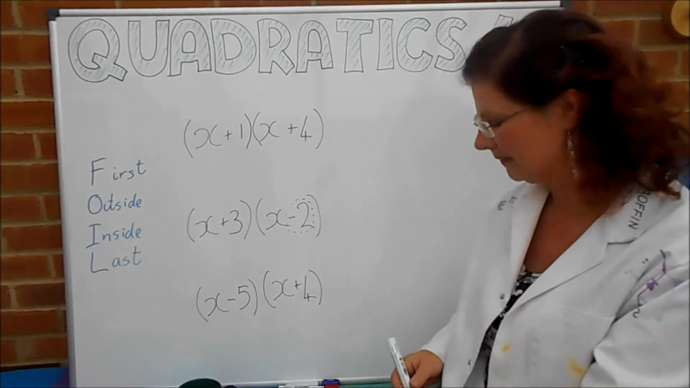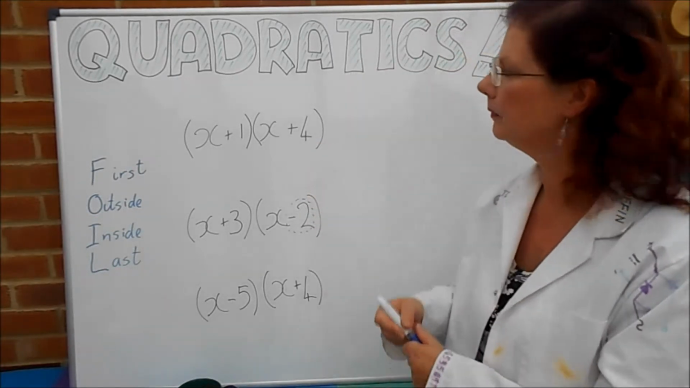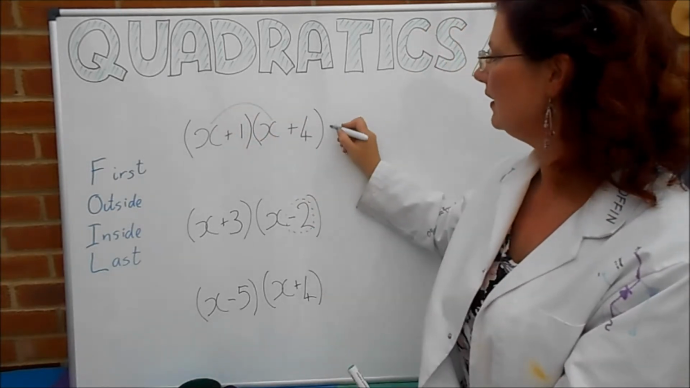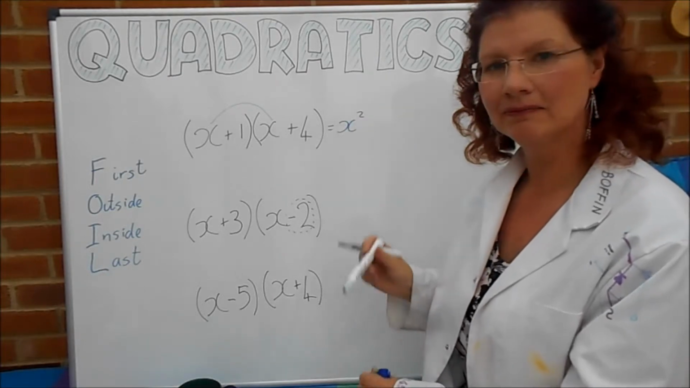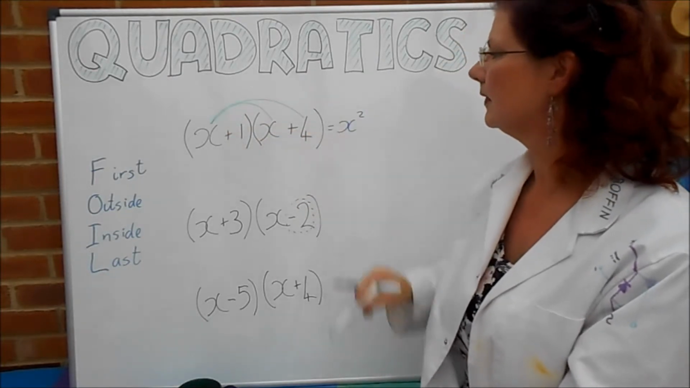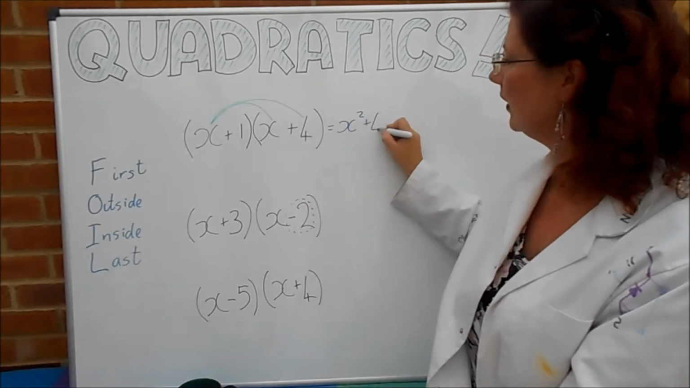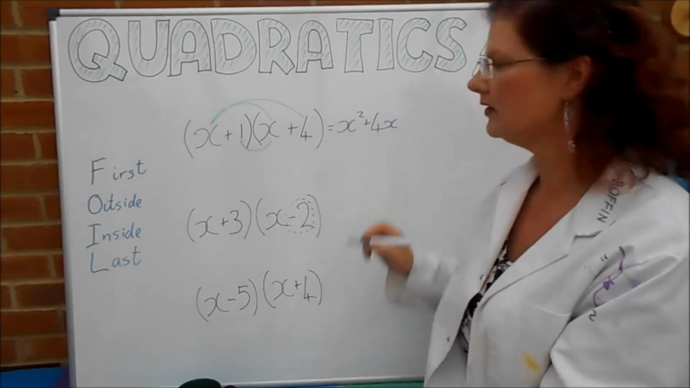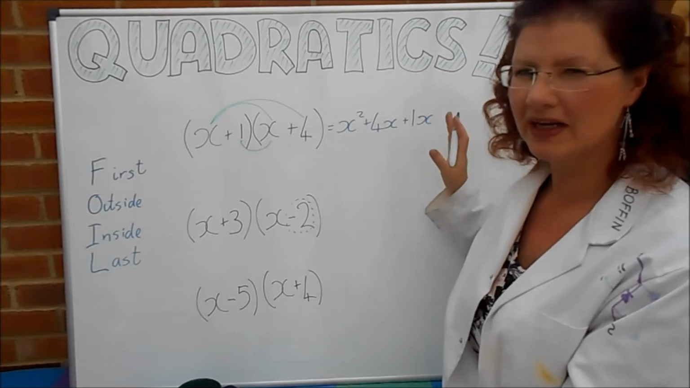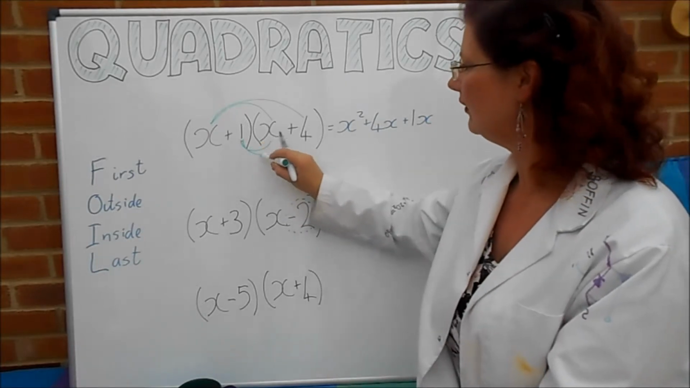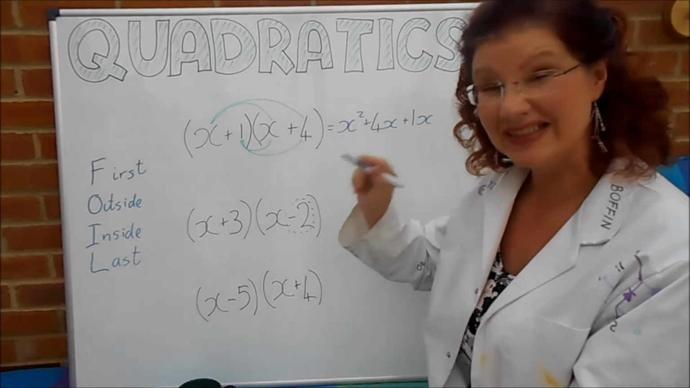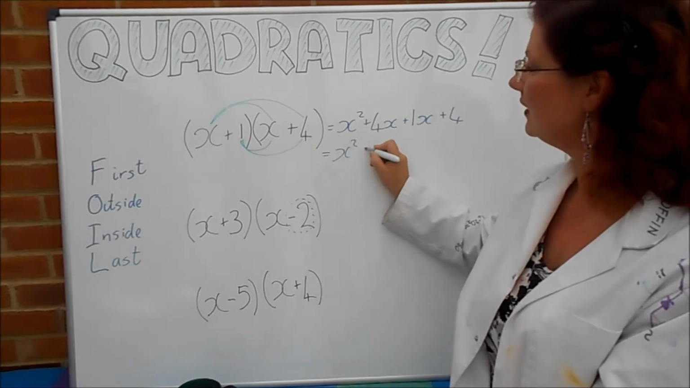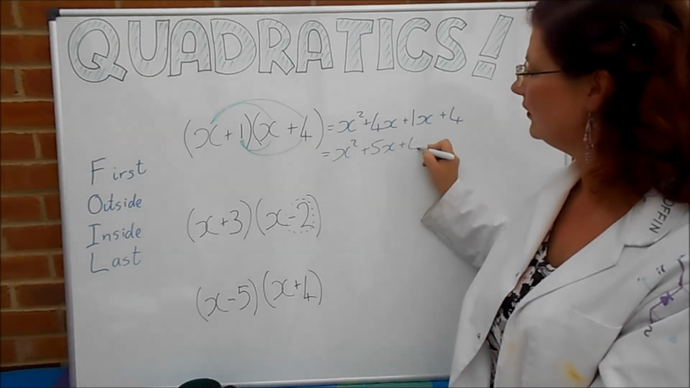Welcome back. How did you get on? Here we go. I think I'll do these in blue. I'll draw my little lines in green as well. First 2, x times x, x squared. Outside, x times 4, 4x. The inside ones, 1 times x. You can just write x if you want. And the last ones, 1 times 4, note it's times, not add, 1 times 4. So that simplifies to x squared plus 5x plus 4.